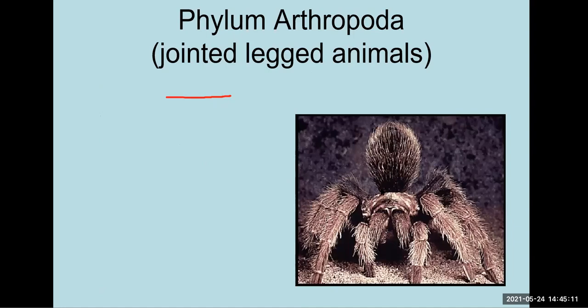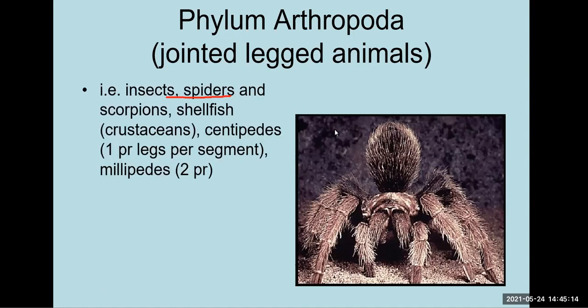insects or the jointed-legged animals. Phylum Arthropoda, spiders. Have you ever seen the Spider-Man movie? Yes. Oh, that's very famous here. Anywhere, right? So these are insects, shellfish, scorpions. Also, we have crustaceans like centipedes. We have one pair of legs per segment, and the millipedes have two pairs. Okay, we have centipedes, 100 legs, while millipedes, 1,000 legs. Have you ever seen centipedes and millipedes?